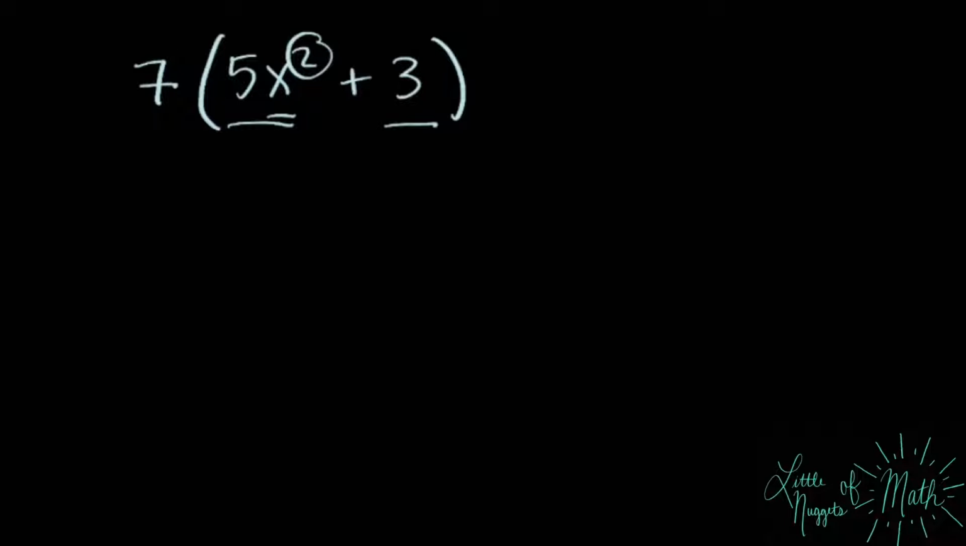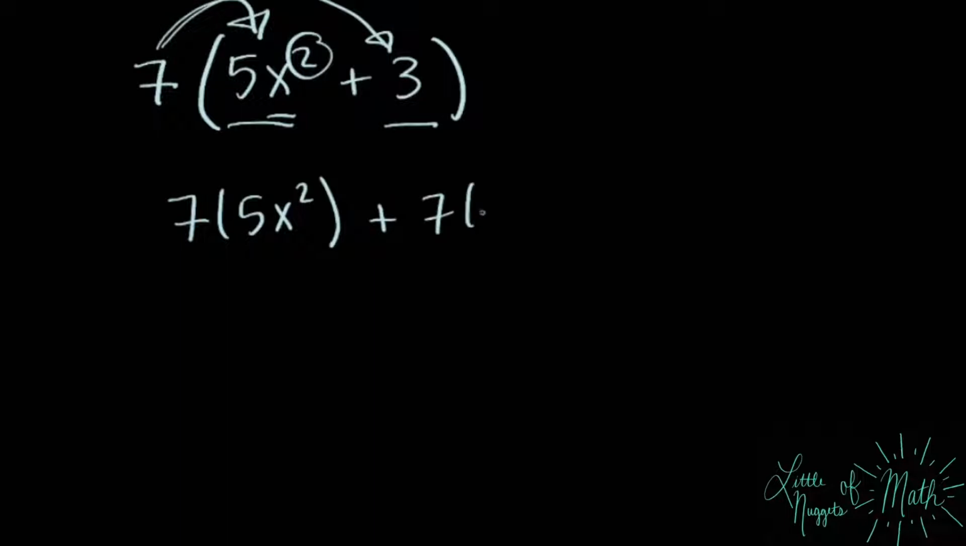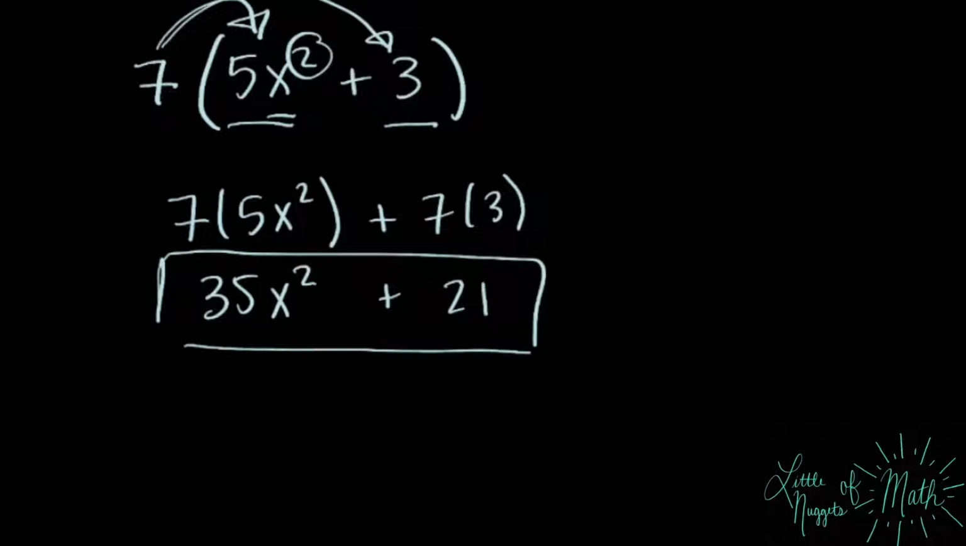So we're taking the 7 times the 5x squared and then the 7 times the 3. Now we've made this a simple multiplying problem. 7 times 5x squared is 35x squared, and 7 times 3 is 21. And there's our answer.